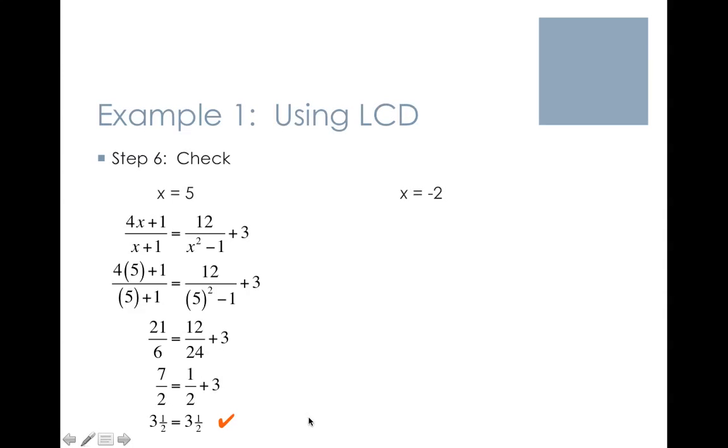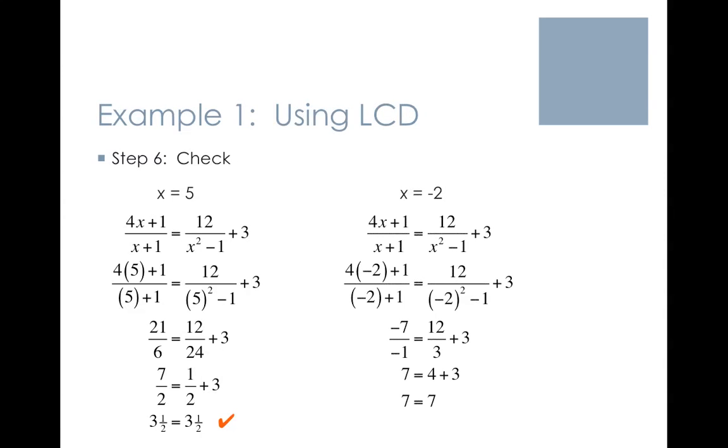Now let's check out x equal to negative 2. We go through the same process. Every time we have an x in our equation, we're going to replace that with a negative 2. That's going to give us negative 7 over negative 1 on the left, which just becomes 7. On the right, we're going to get 12 over 3, which just gives us 4. And then 4 plus 3 also gives us 7. So negative 2 also works. So we have two solutions to this equation, and both of them really do work. Okay, so 5 and negative 2 will be our final solutions.